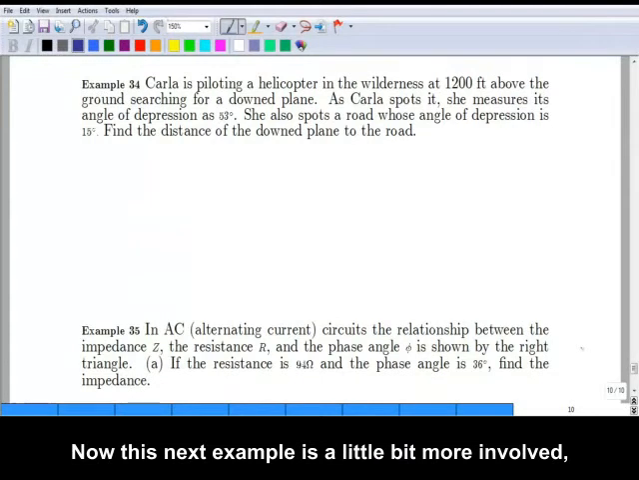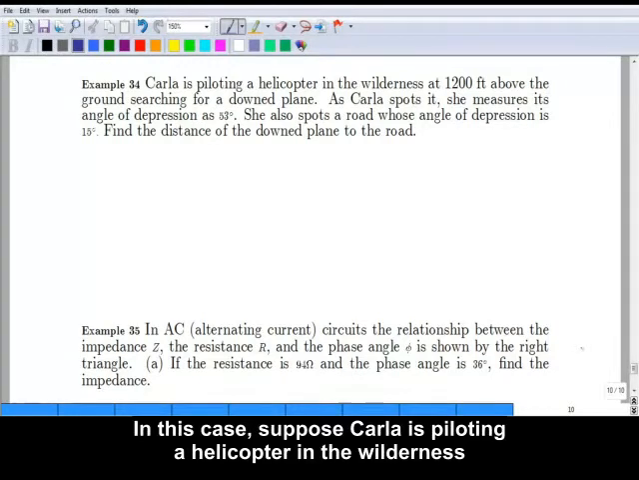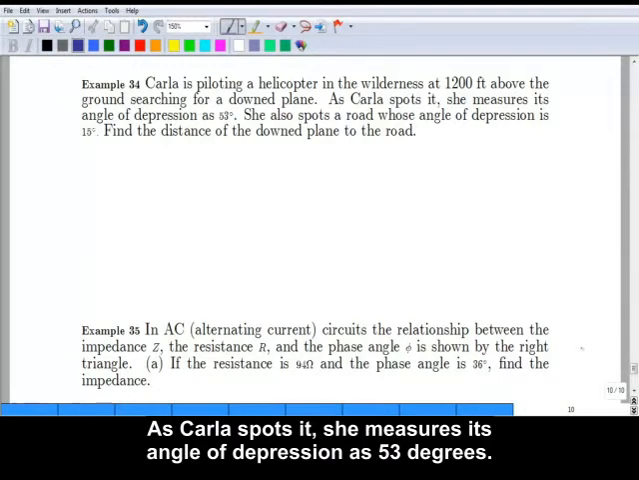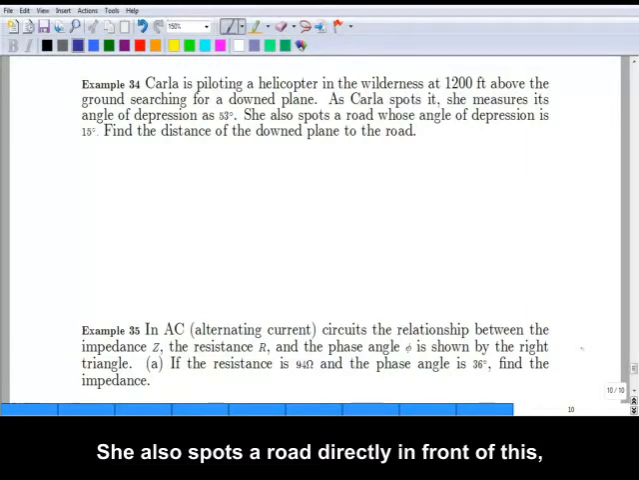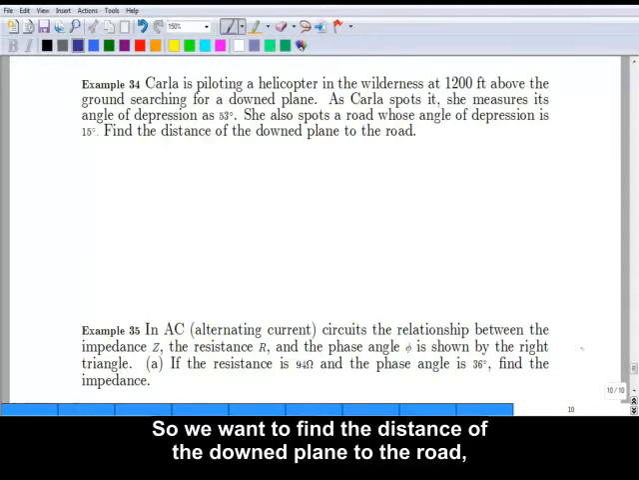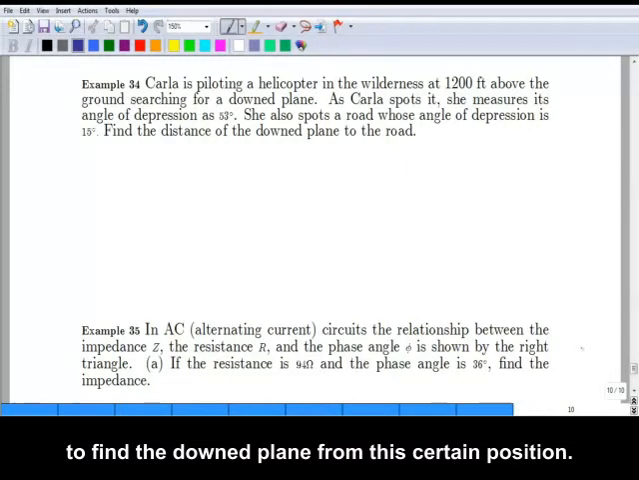Now this next example is a little bit more involved because it's going to require 2 triangles. If you notice, there are 2 angles given. In this case, suppose Carla is piloting a helicopter in the wilderness at 1,200 feet above the ground, searching for a downed plane. As Carla spots it, she measures its angle of depression as 53 degrees. She also spots a road directly in front of this whose angle of depression is 15 degrees. So we want to find the distance of the downed plane to the road so she can tell the rescue how long it's going to take for them to find the downed plane from this certain position.